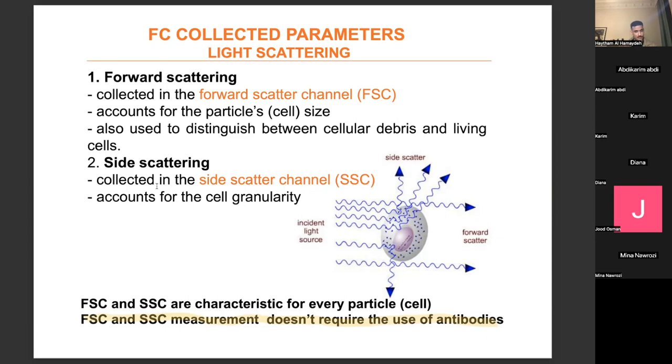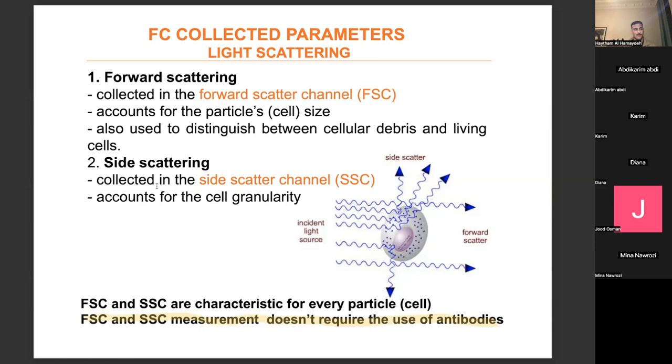In granular cells, the light will bounce off the granules, whereas in non-granular cells, the light goes through. If the detectors detect a lot of light bouncing off the cell, that means there are granules bouncing the light into the detectors. So me, because I have a lot of granules, or bumpy skin, the detectors will detect side scatter.